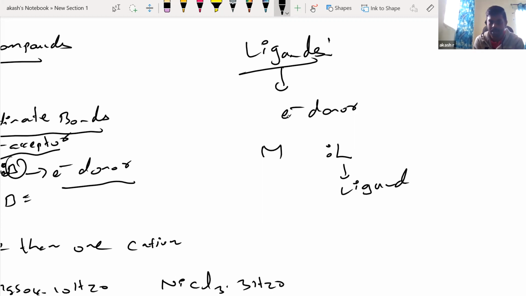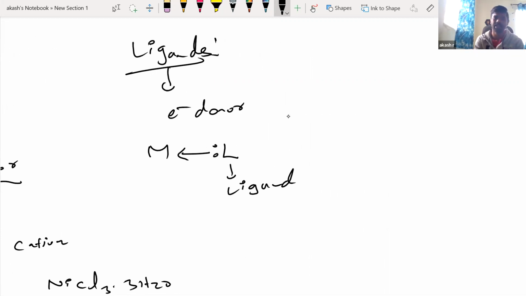Right? That L is your ligand, and these 2 electrons are going to be donated to your metal atom. So whichever species is able to donate electrons to the metal, that particular species inside the coordination sphere is what is called your ligand. Now, these ligands again can be classified into so many types.